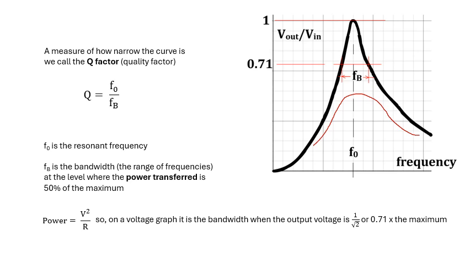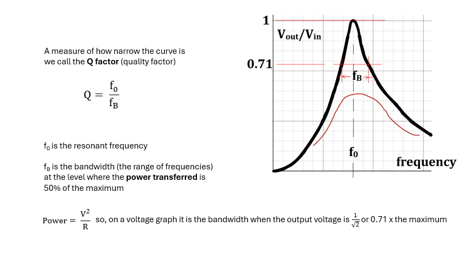How do we work out the Q factor? Well, it's F0 divided by FB. And again, this word bandwidth is coming up again. F0 is the resonance frequency, and I've given you an equation to work that out on the formula sheet. FB is the difference in frequencies when the power output, the power transferred, is 50% of the maximum.